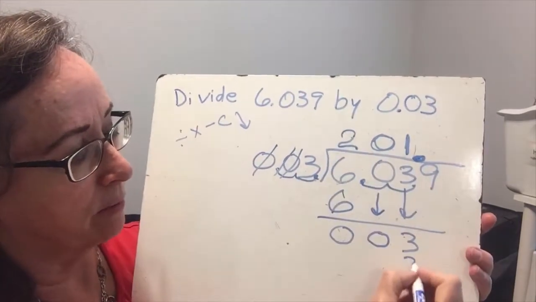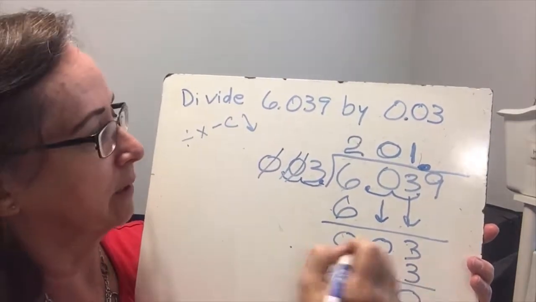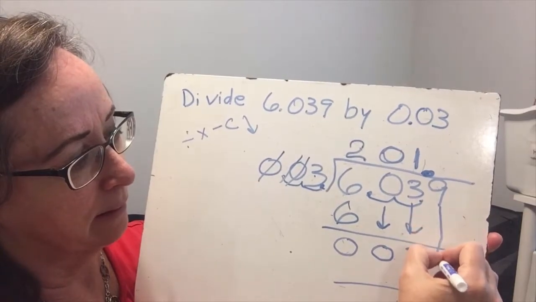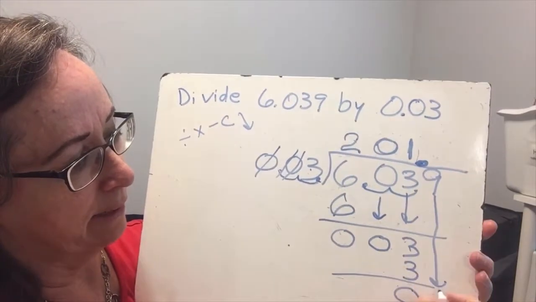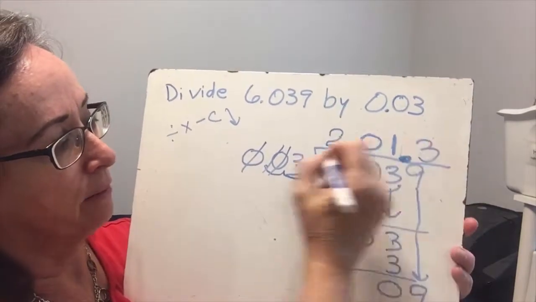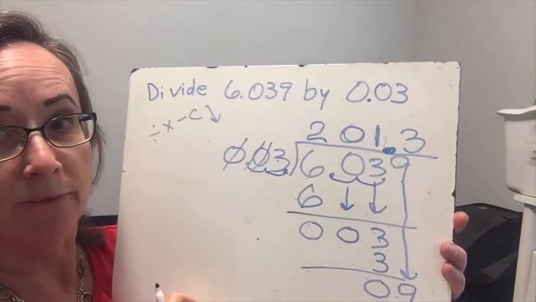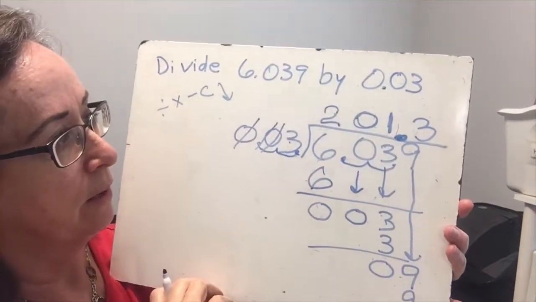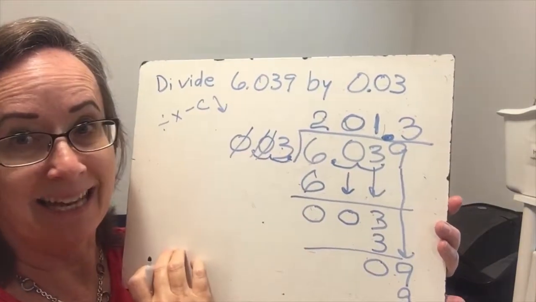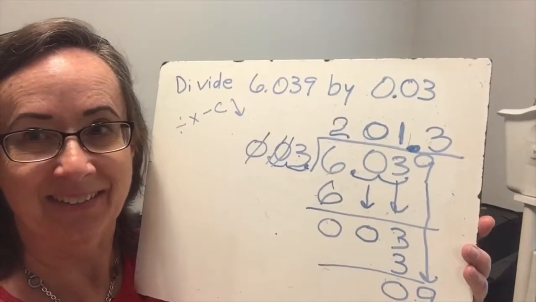And 1 times 3 is 3. And then we're going to subtract and get 0. And then we're going to compare. And then we're going to bring down. The next one is going to come down here and be a 9. And 3 into 9 goes 3. And 3 times 3 is 9. And 9 minus 9 is 0. And we have no remainders. So 201 and 3/10 would be our quotient. And that is the correct answer.